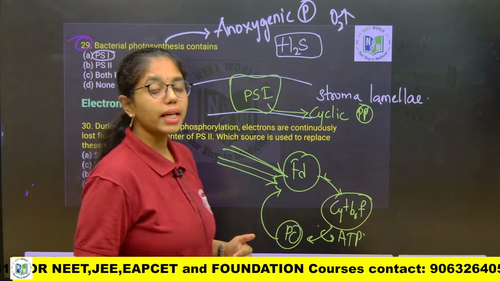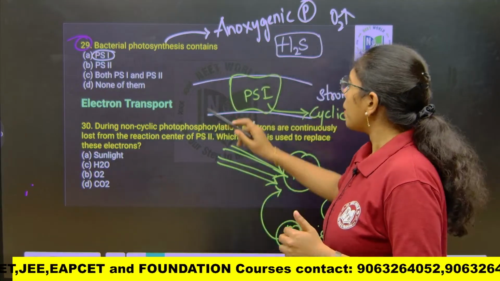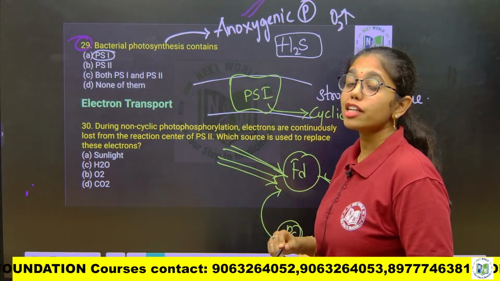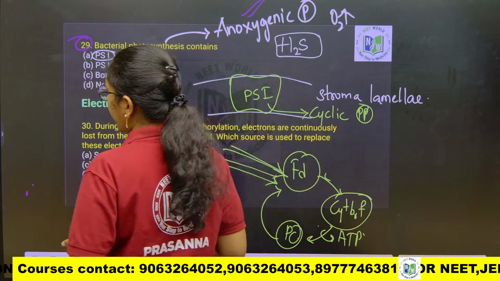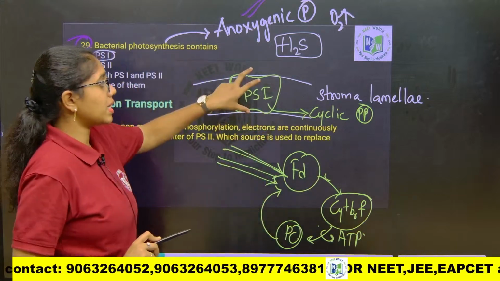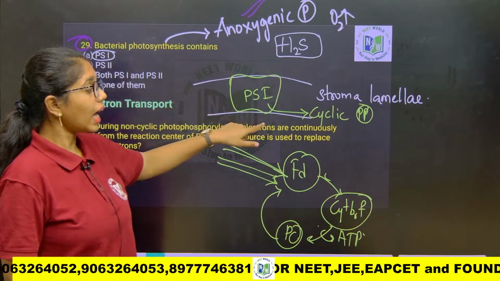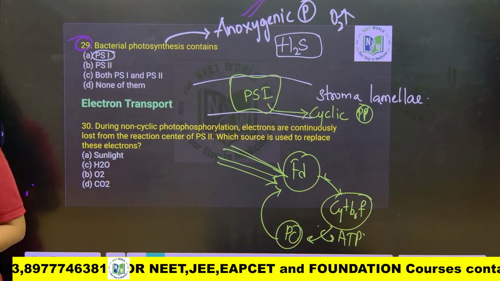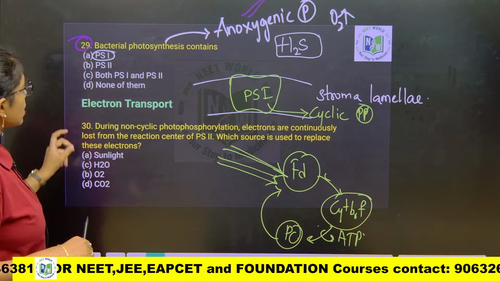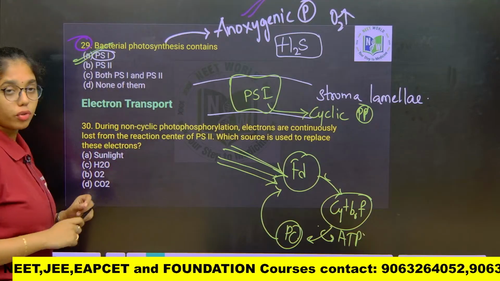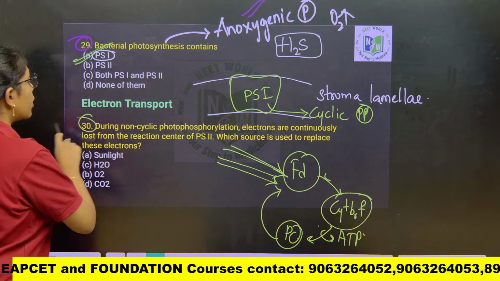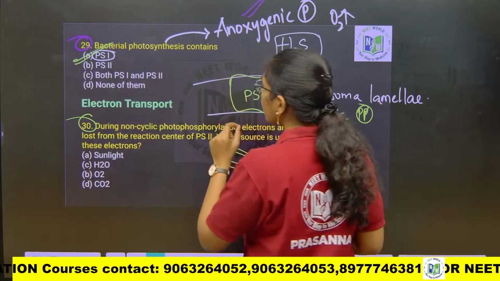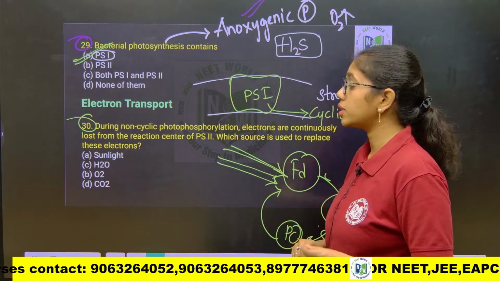So, with respect to bacterial photosynthesis, what you have to remember: it is also called anoxygenic photosynthesis, where H2S is the electron donor and photosystem 1 is present in the stroma lamellae, conducting cyclic photophosphorylation. So, here the answer will be that bacterial photosynthesis contains only PS1, photosystem 1.